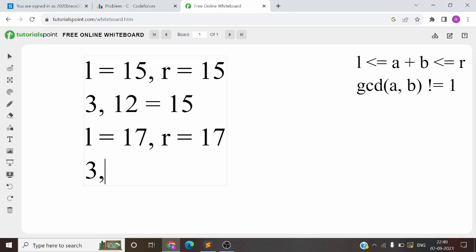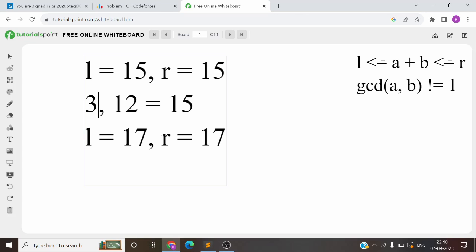3 and 14, GCD 1, not allowed. 4 and 13, GCD is still 1, not allowed. 5 and 12, 6 and 11, 7 and 10, GCD is still 1, not allowed. 8 and 9, GCD is still 1, not allowed, and 9 and 8 would repeat the numbers. So in case of a prime number you will get the answer -1.